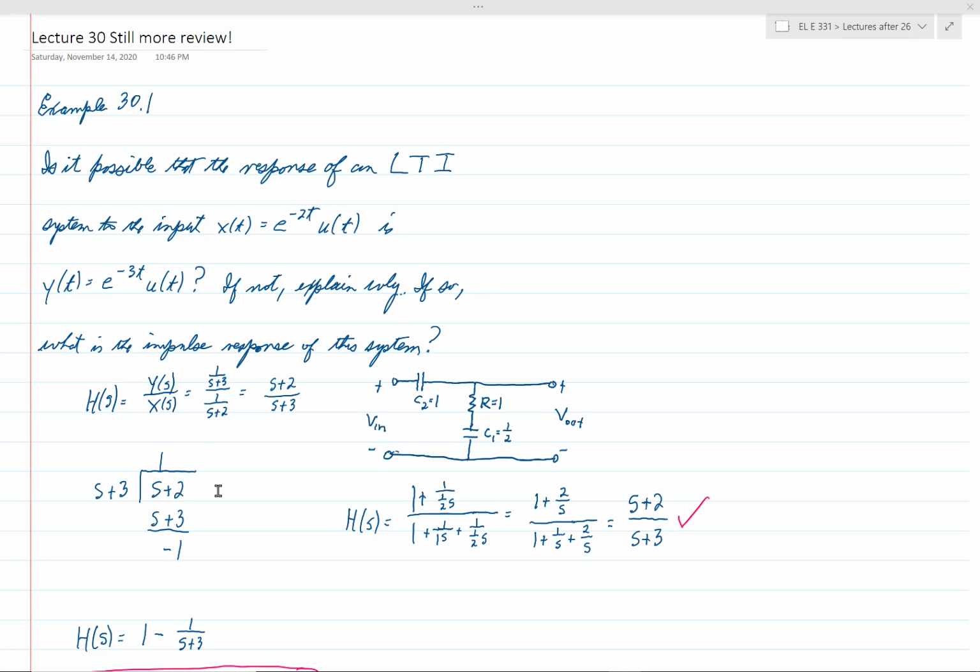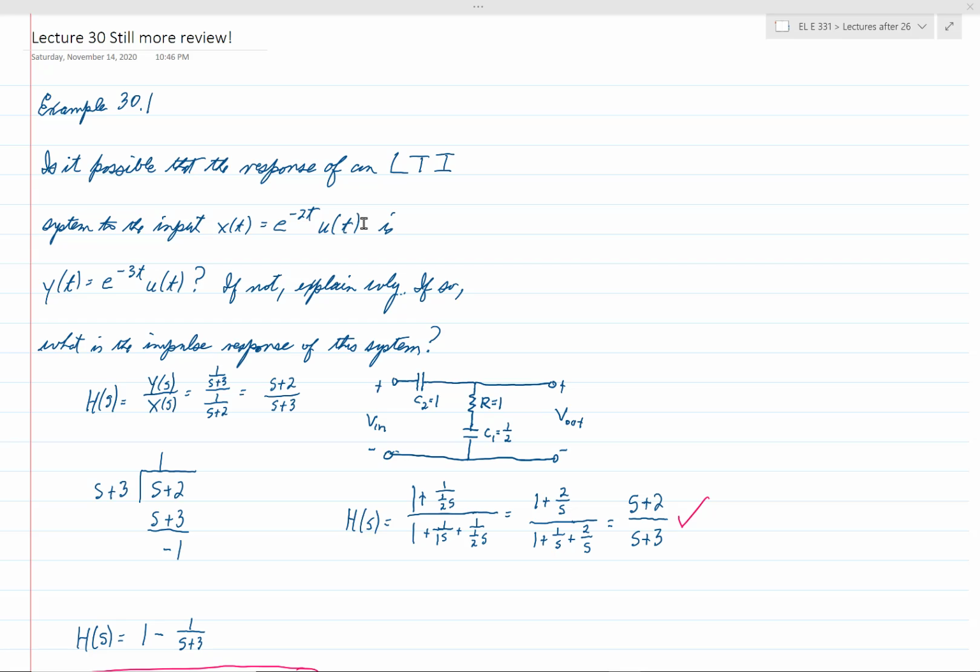So, example 30.1, the first example in this lecture, asks: is it possible that the response of an LTI system to the input x of t equals e to the minus 2t u of t is y of t equals e to the minus 3t u of t? If not, explain why. If so, what is the impulse response of this system? So let's think about this for a moment.